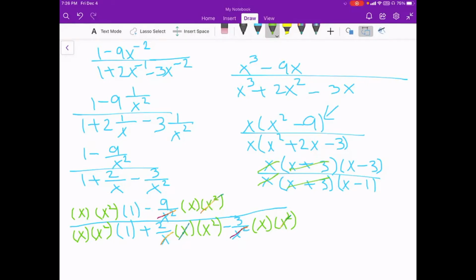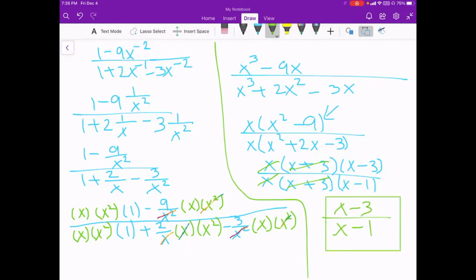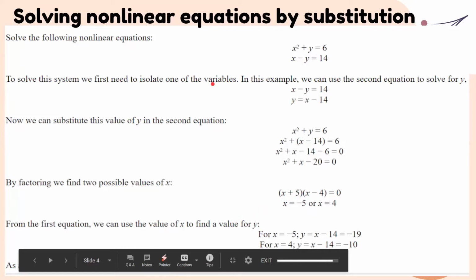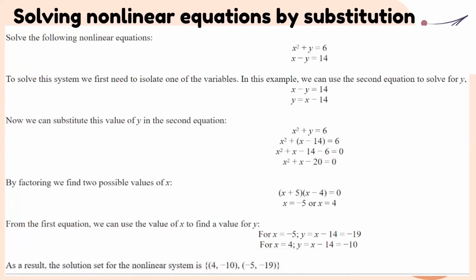And after that, whatever you are left with, you multiply across. Well, I have x minus 3 and x minus 1. Notice how that cannot be simplified anymore. That's your final answer.